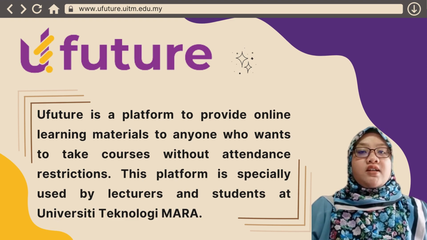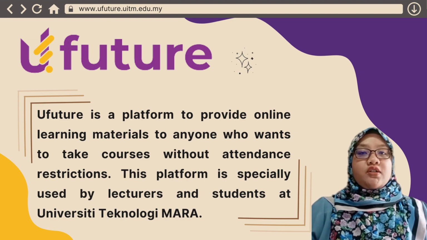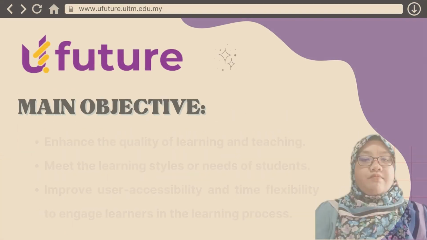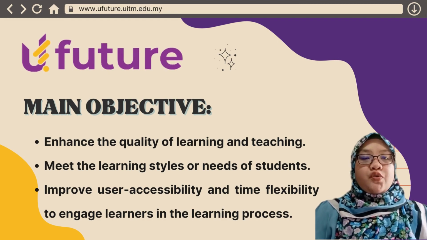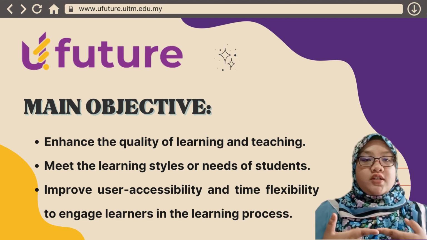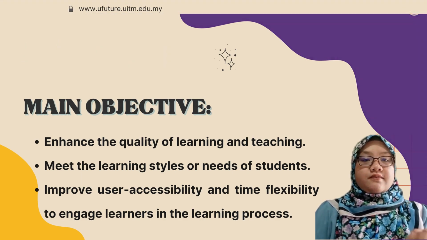So far, this site has been used by 184,148 students, 9,437 lecturers, 5,798 courses, and 800,887 items of educational content. The main objective of Ufuture is to enhance the quality of learning and teaching, meet the learning styles or needs of students, and improve user accessibility and time flexibility to engage learners in the learning process.